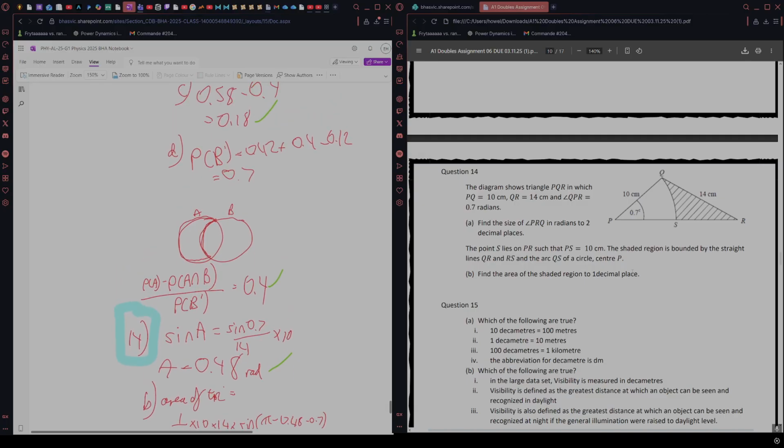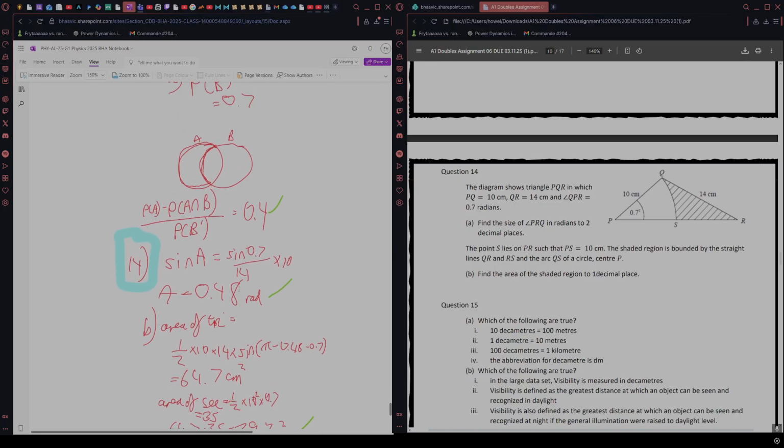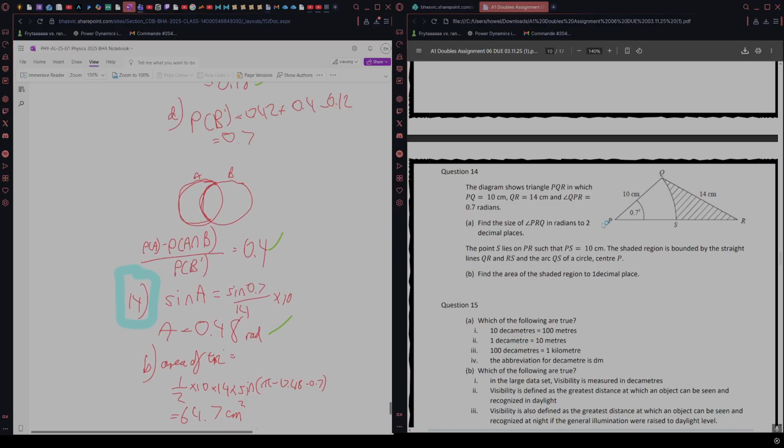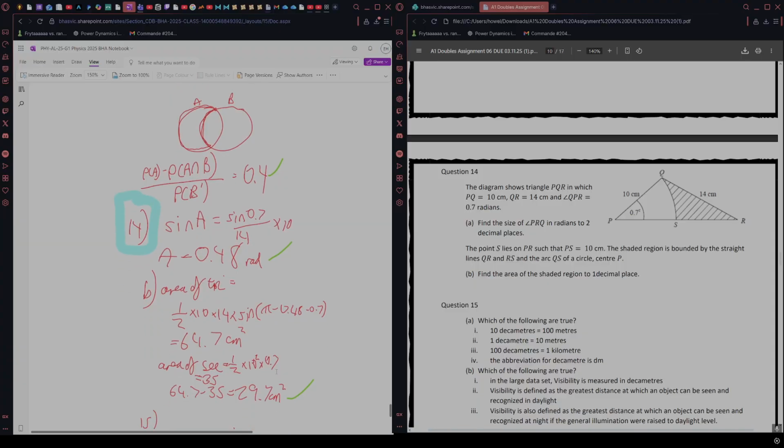Next, we're finding the area of the shaded region. So firstly, I found the area of the entire triangle. So I just said that this angle PQR is pi minus 0.48 minus 0.7. So just pi minus the other angles, and just did half ab sine C to find the total area of the triangle. And then I took that away from the area of the sector. And that just gives you the overall area. There's probably a few other ways you can do it, but that's just one of them.